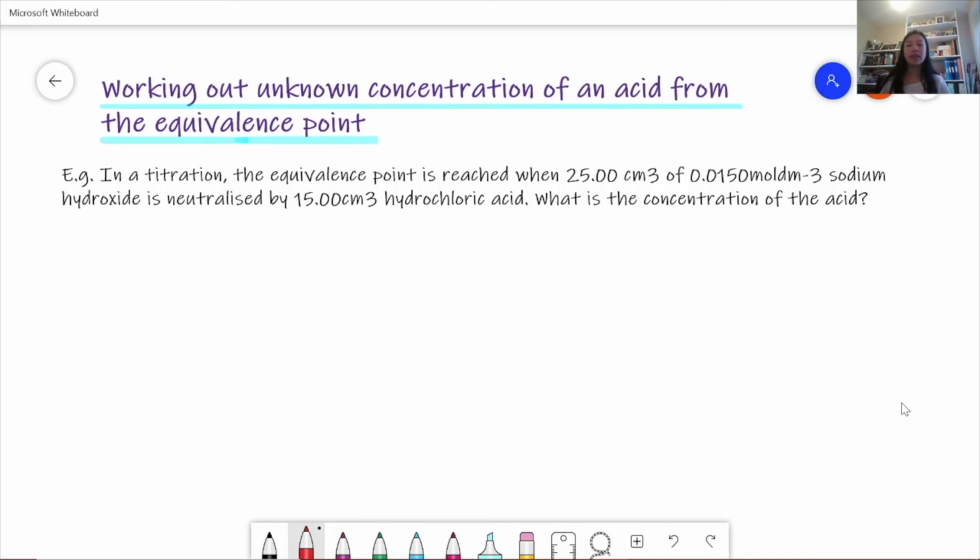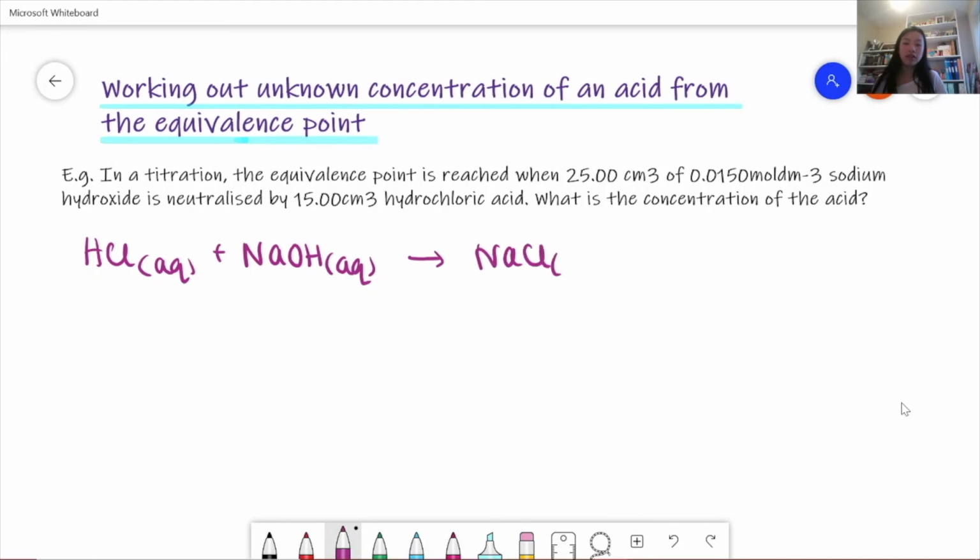So we can actually work out unknown concentrations of acids from the equivalence point. So for example, in a titration, the equivalence point is reached when 25 centimeters cubed of 0.015 mole per decimeter cubed of sodium hydroxide is neutralized by 15 centimeters cubed of hydrochloric acid. What is the concentration of the acid? So first we write out the equation. So we have hydrochloric acid, and that's added with sodium hydroxide. And this forms sodium chloride and water.